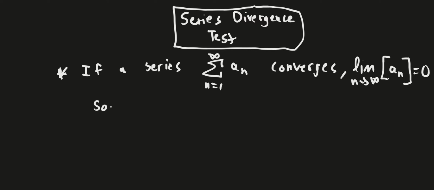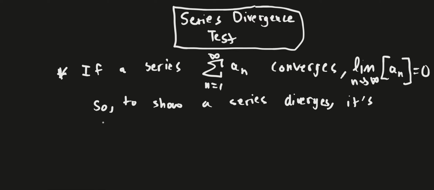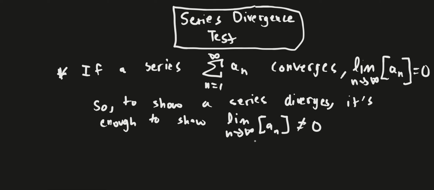And so to show a series diverges, it's enough to show that the limit as n approaches infinity of a sub n is not equal to 0. Because if the limit is not equal to 0, then we can show that this is divergent.